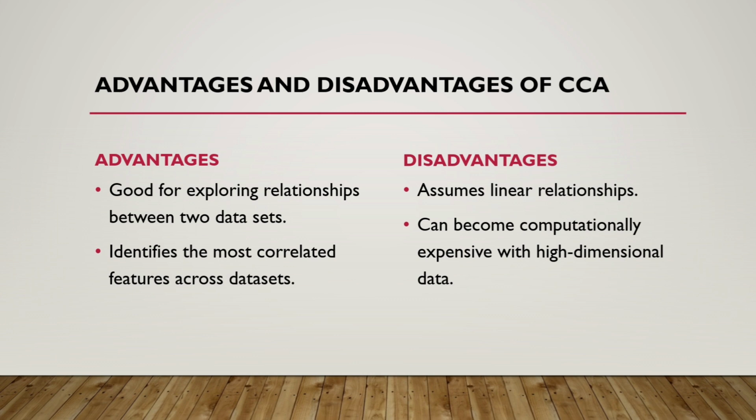Disadvantages: CCA assumes a linear relationship between the two sets of variables, which might not always be the case. It can be computationally expensive when working with large datasets as the dimensionality grows. CCA requires both datasets to be correlated. If there is no correlation, CCA might not provide useful results.